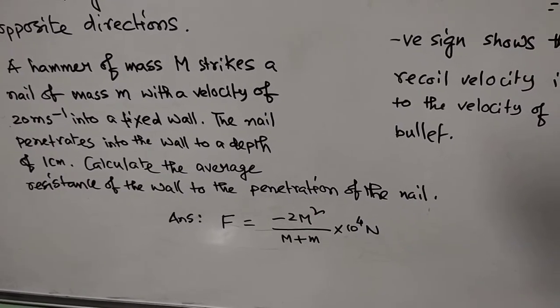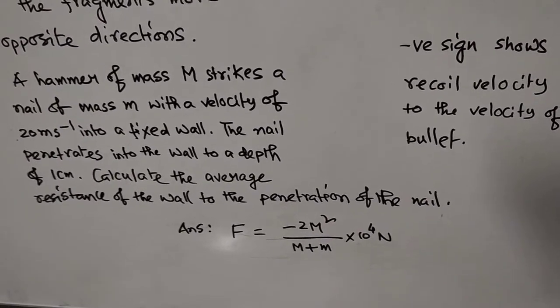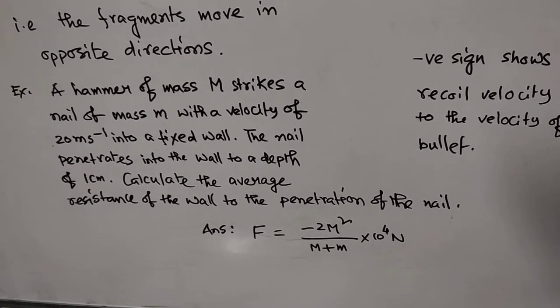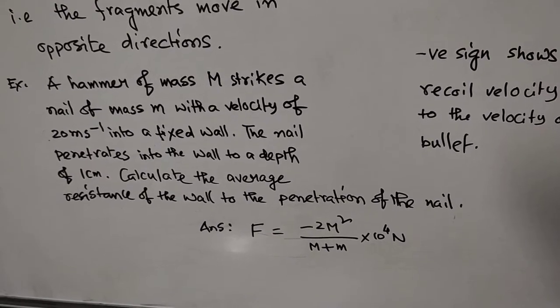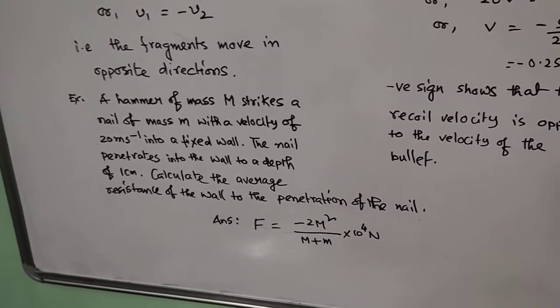And the answer they have got is F equal to minus 2 m square capital M square by small m plus capital M into 10 to the power 4 Newton. Please check it out and try to find it. If you have any problem, please specify and we'll try to solve.